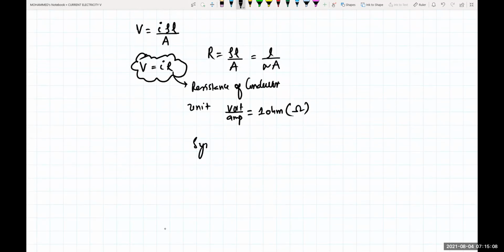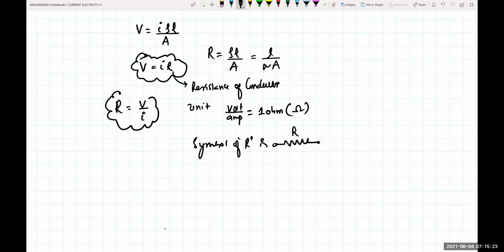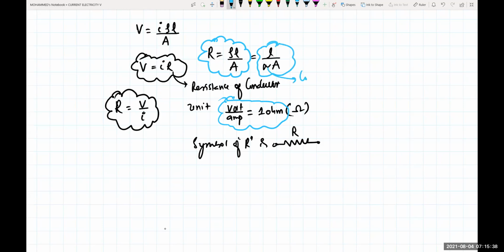The symbol of a resistor is this one, and this is the resistance R. From this I can write R equals V by I. V is measured in volts and current is measured in amperes, so 1 volt per 1 ampere is 1 ohm. Resistance is R equals rho L by A, or R equals L by sigma A. Sigma is known as conductivity and rho is resistivity.